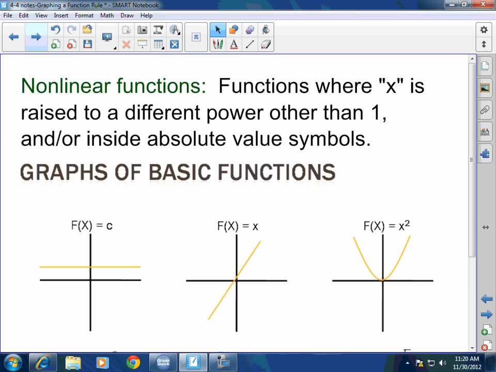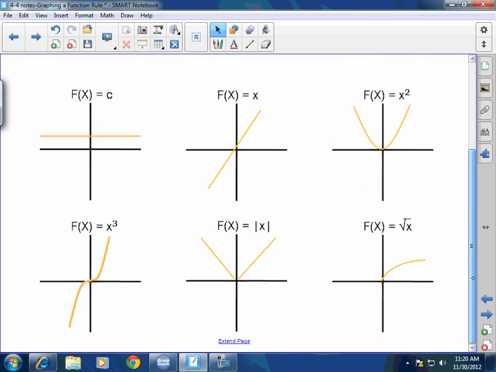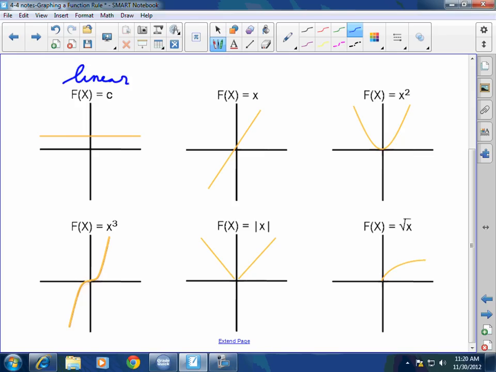All right, there are a lot more functions than what I'm going to show you, but I'm just going to show you some basics. This, of course, what's the power of x here? 1. So this is linear. What's the power of x here? So it's linear. Now, what's the power of x here in this third one?